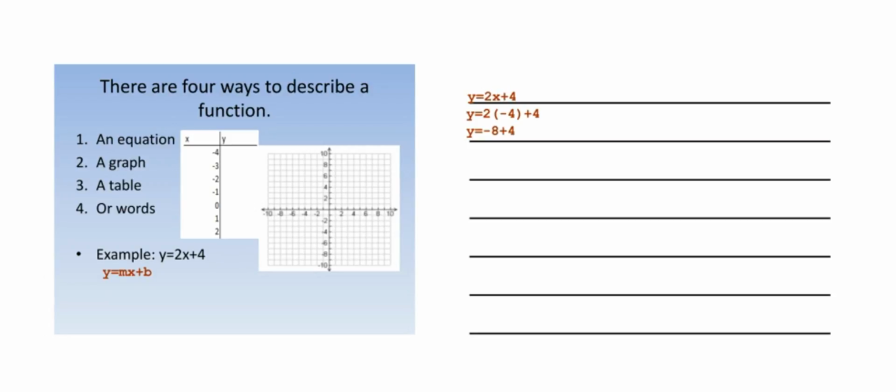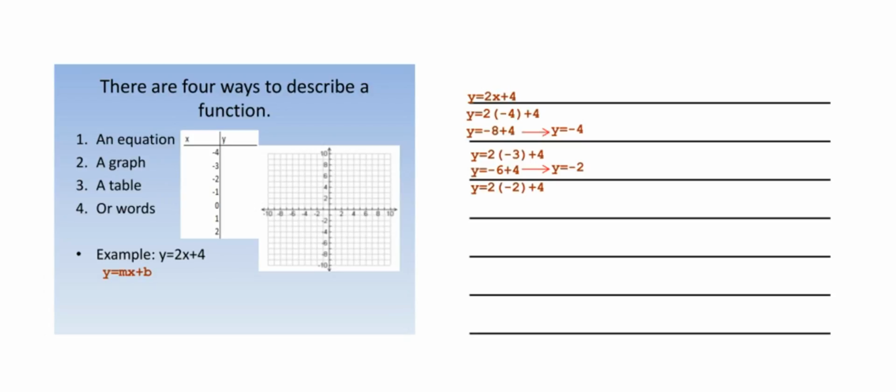Well, 2 times negative 4 gives us negative 8. Negative 8 plus 4 gives us negative 4. Y equals 2 times negative 3 in parentheses plus 4. This is when x is negative 3. Well, let's see. 2 times negative 3 gives us negative 6. And negative 6 plus 4 gives us y equals negative 2.